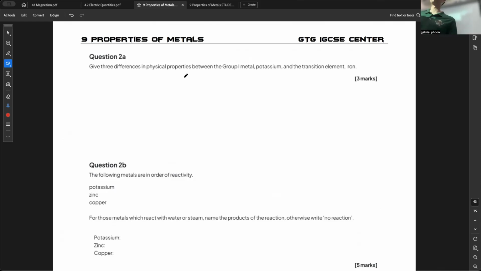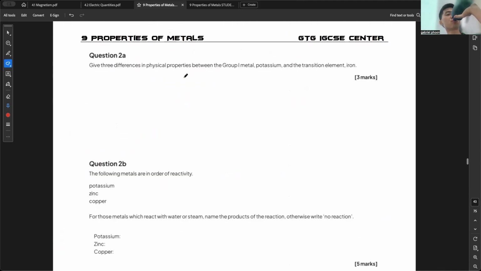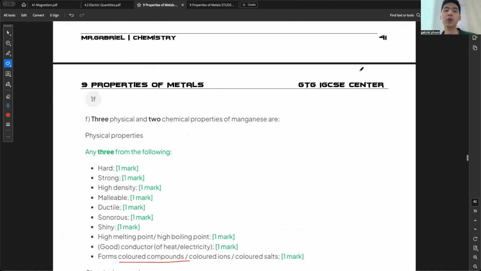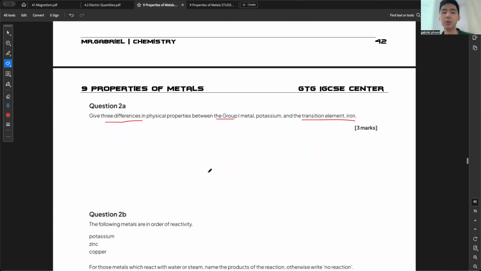Guys, let's go through question 2 together, since most of you who know how to do it already know how to do it. Guys, for this part here, the 3 differences in physical properties between group 1 and transition metals are literally the same answers as what you put on top here. The transition metals are always harder, higher density, and they have a higher melting point, which is always the common answer in terms of their physical properties. Right, so nothing much to explain there. It will be literally the same thing.